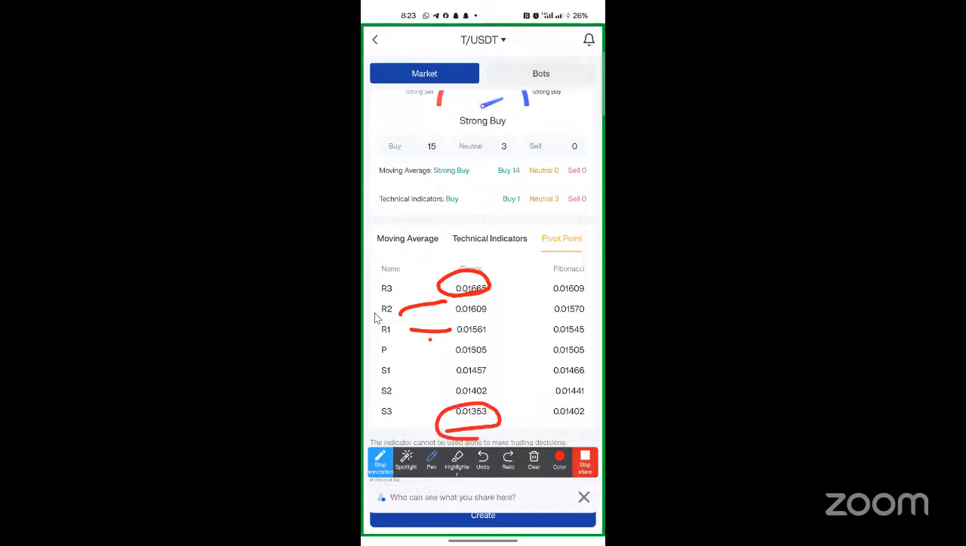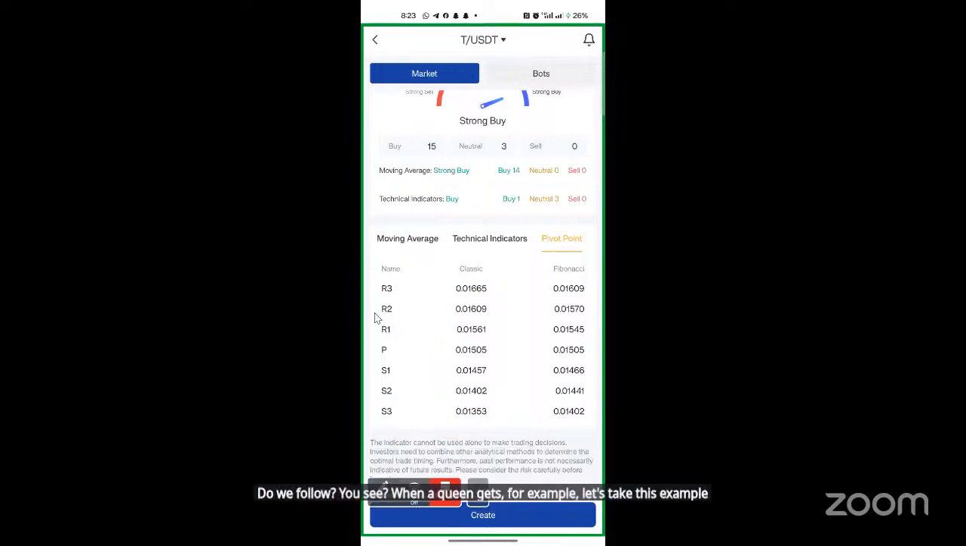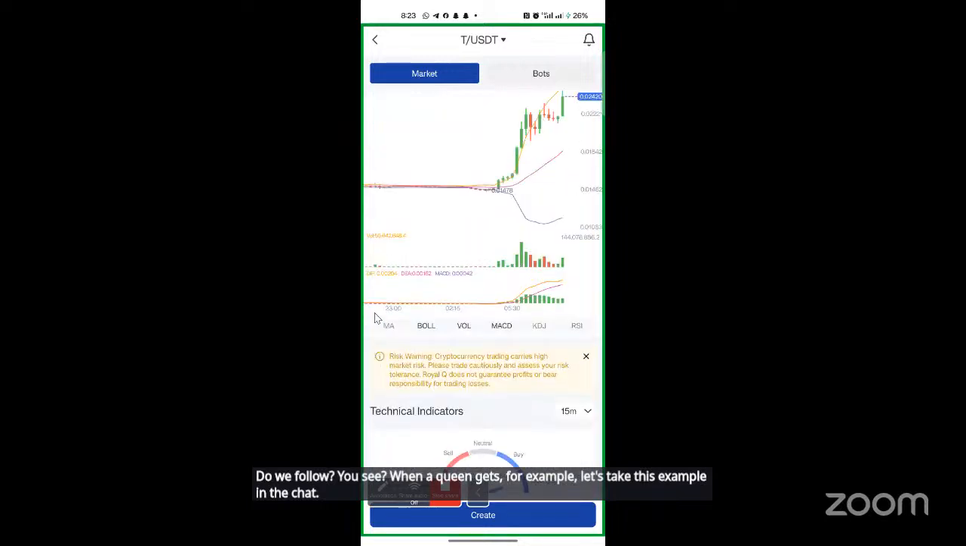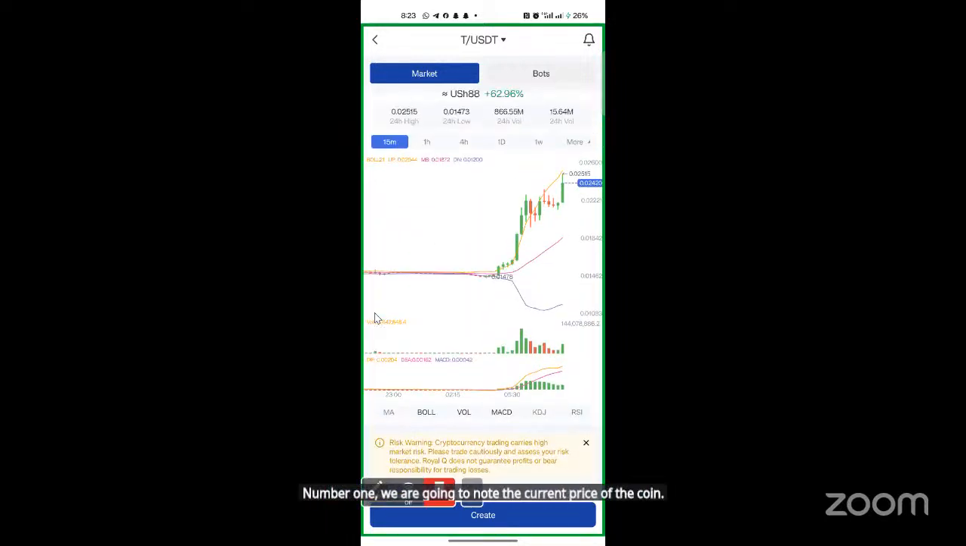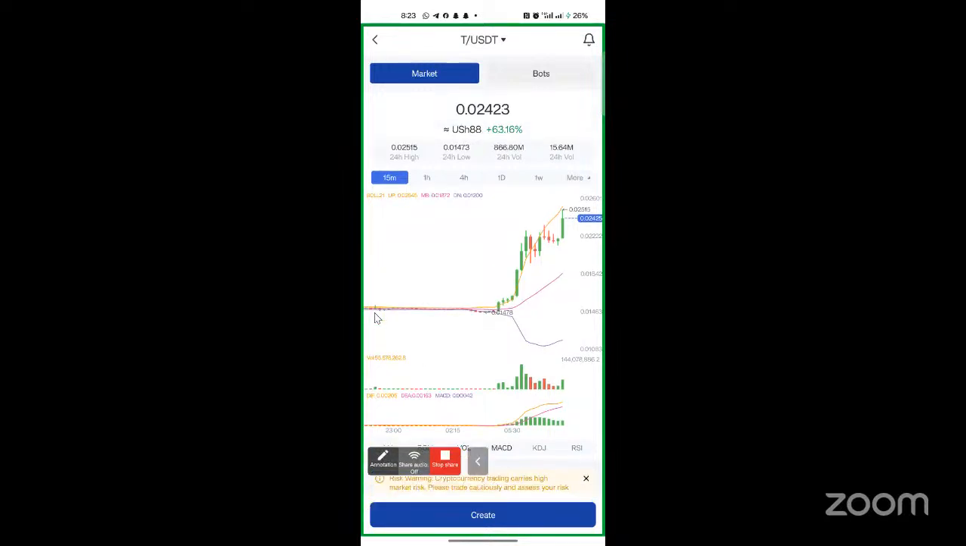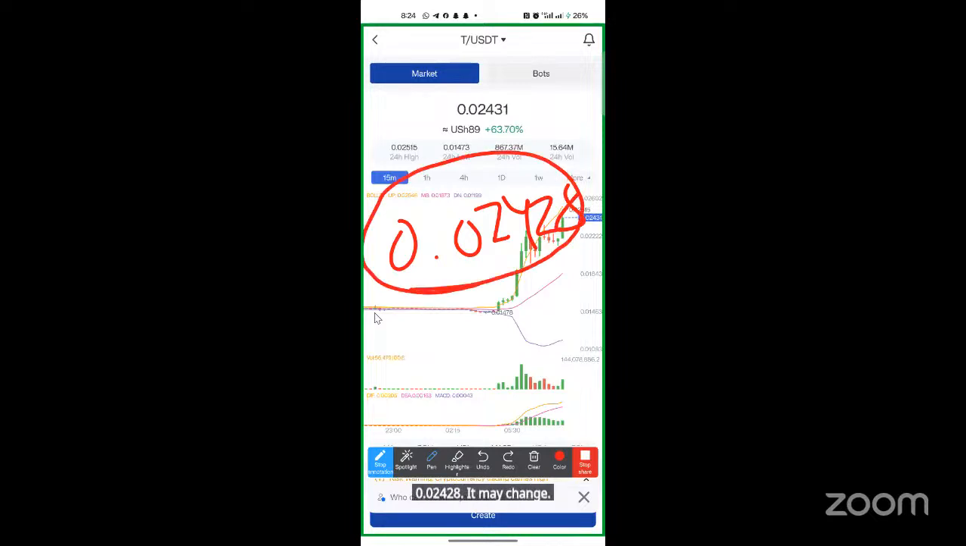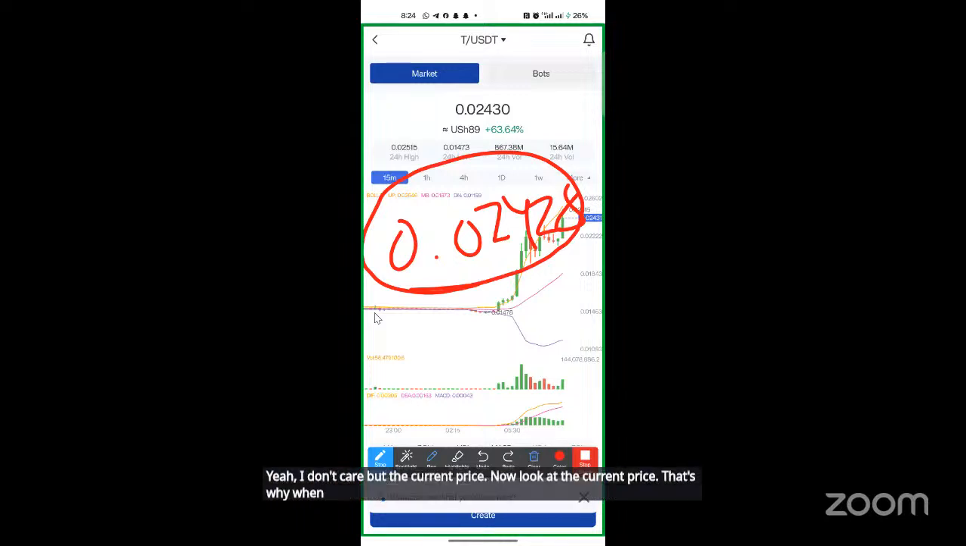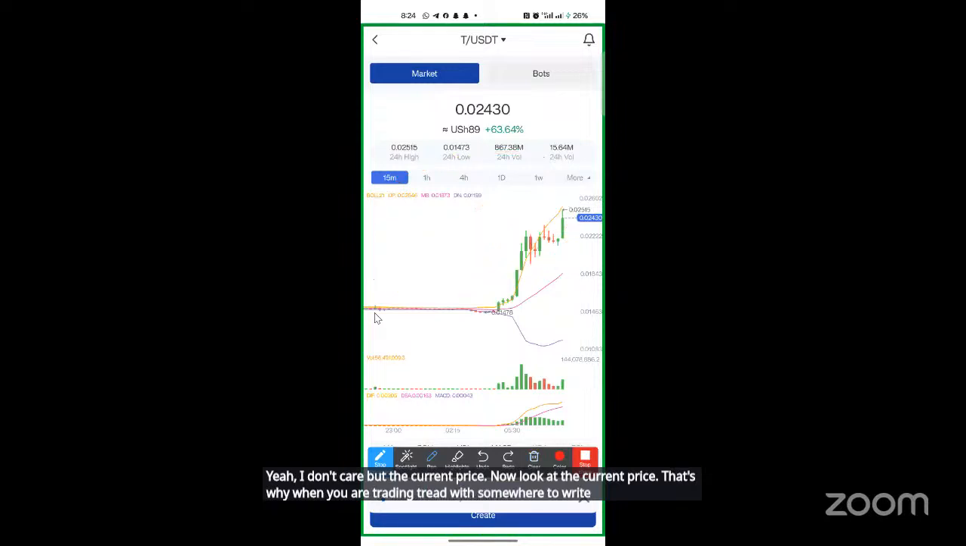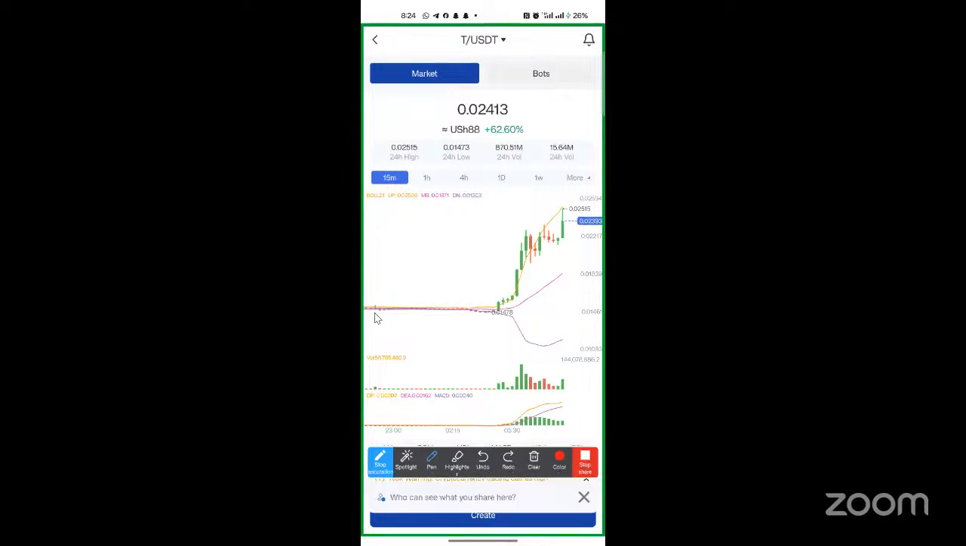See, when a coin gets to, for example, let's take this example in the chart. Number one, we are going to note the current price of the coin. The current price of the coin in 15 minutes is 0.02428. It may change, I don't care, but the current price. Now look at the current price. That's why when you are trading, trade with somewhere to write. Do we connect?